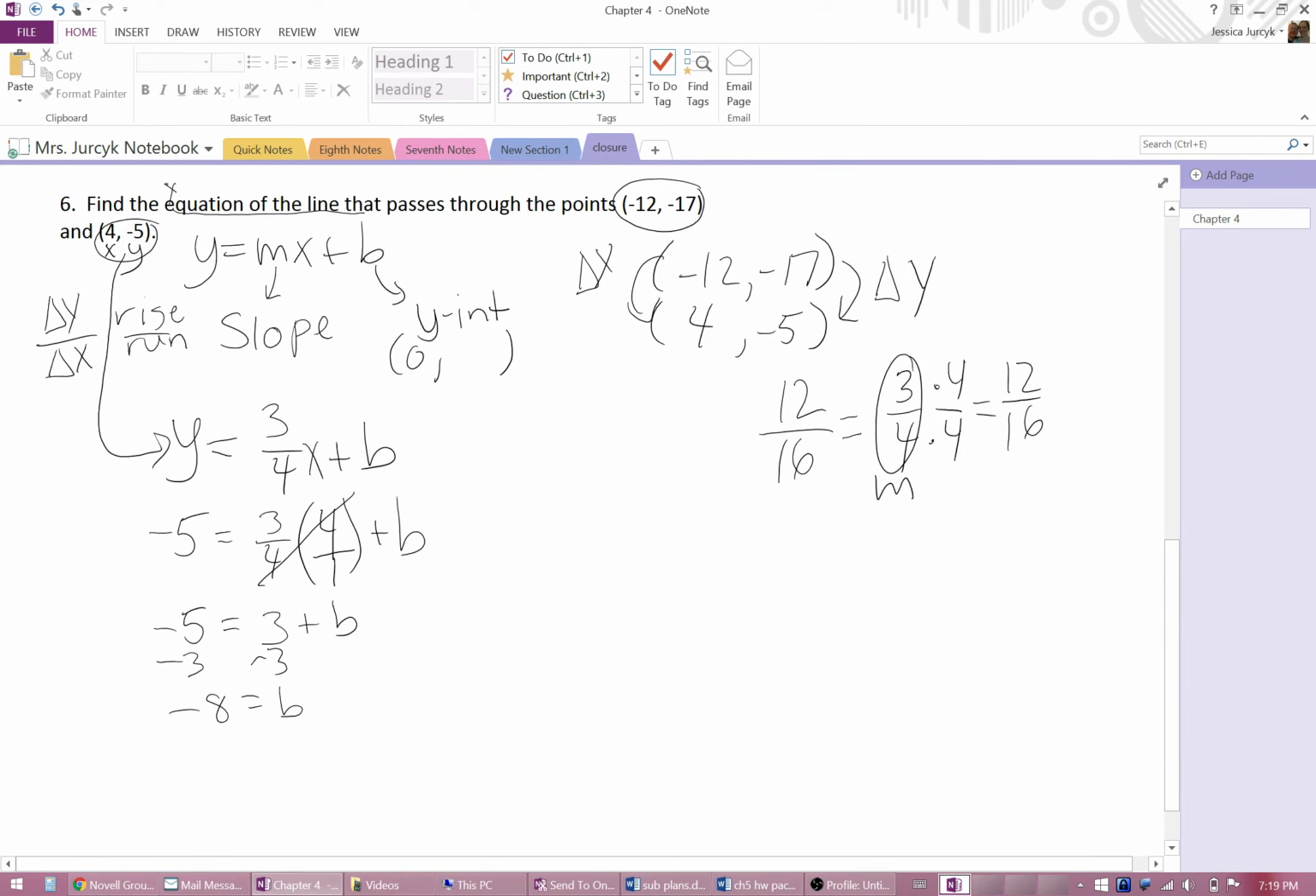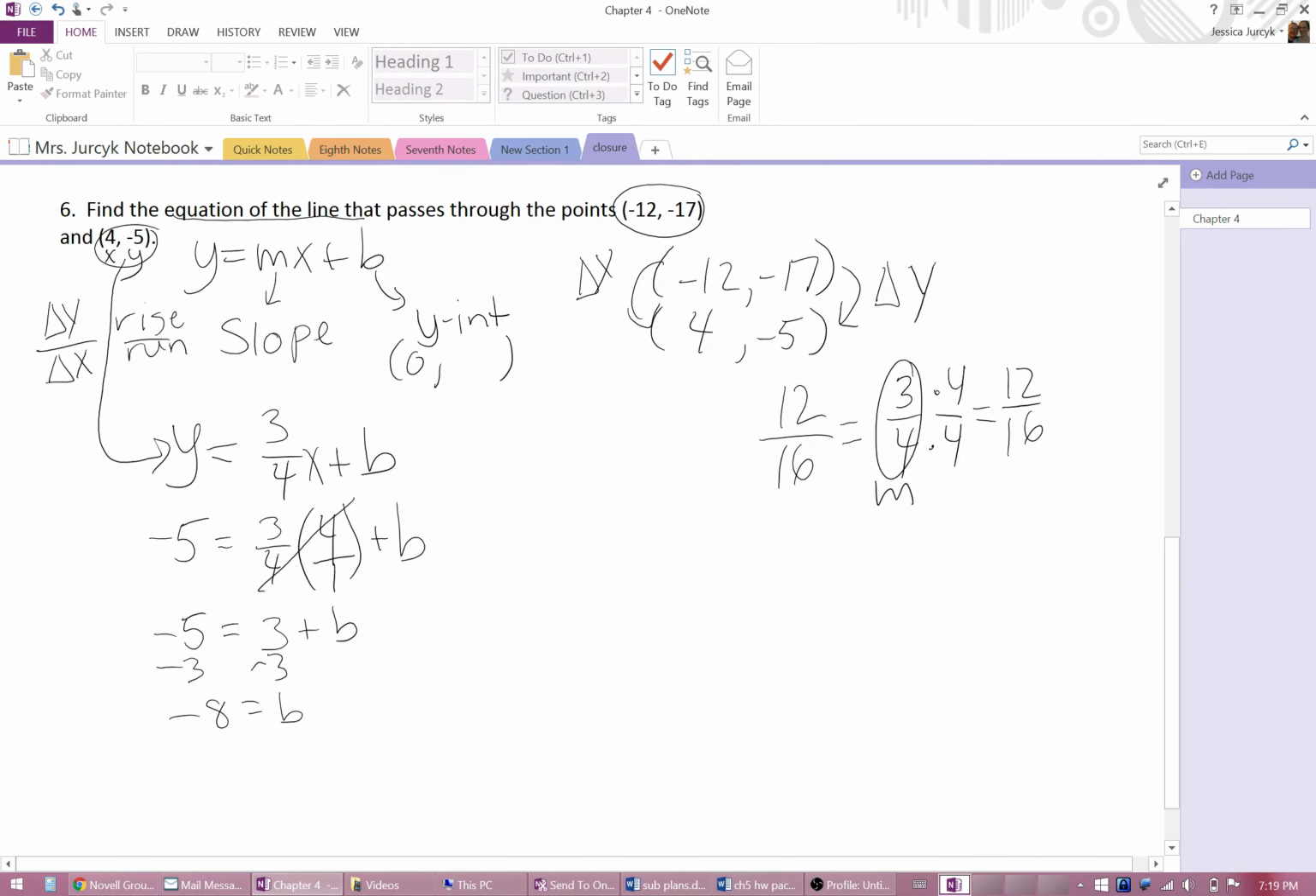Now we're not done. Go back and read the question. It says we need an equation. So y equals, use your slope you found, and use the y-intercept we found.